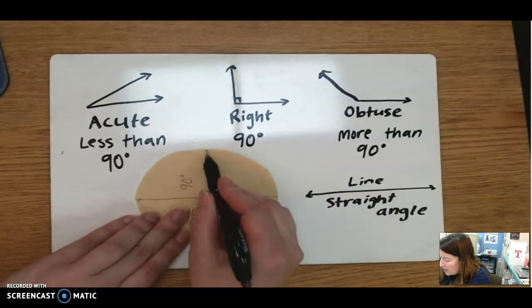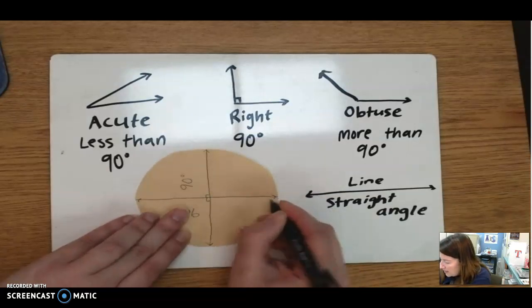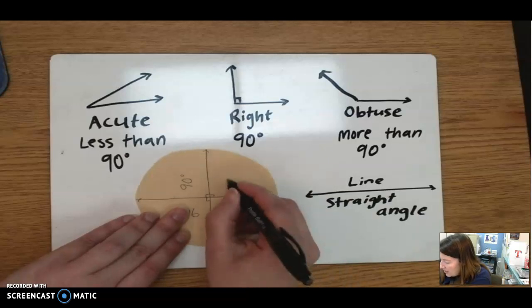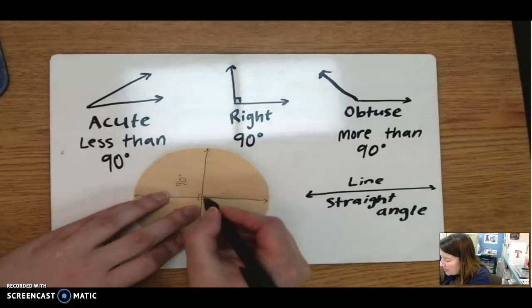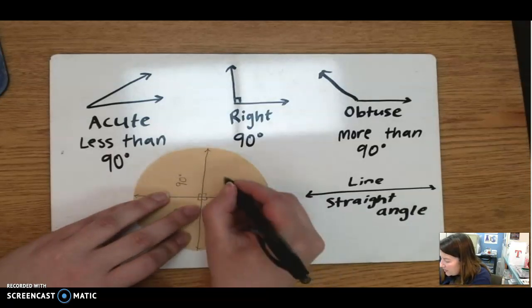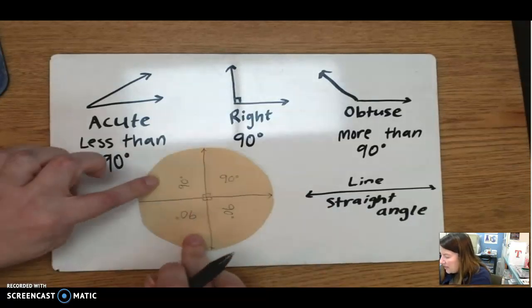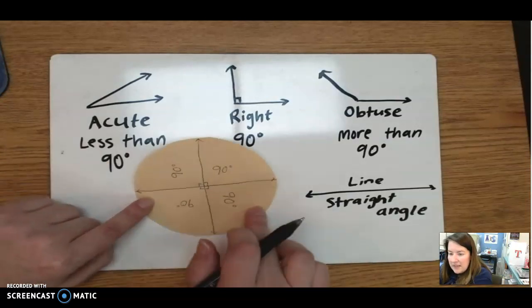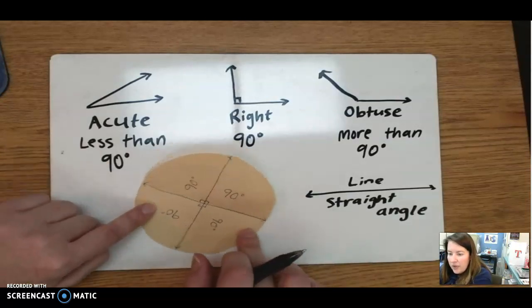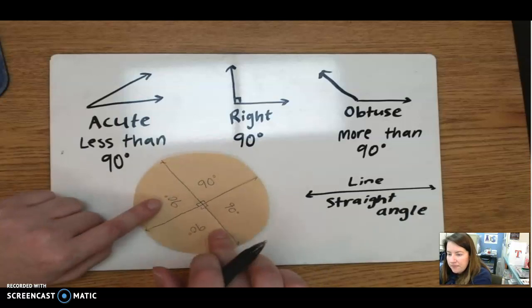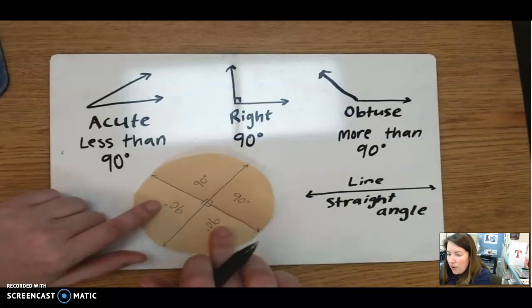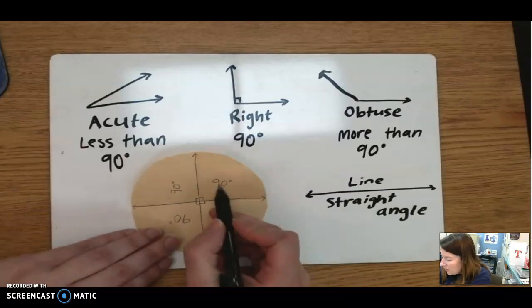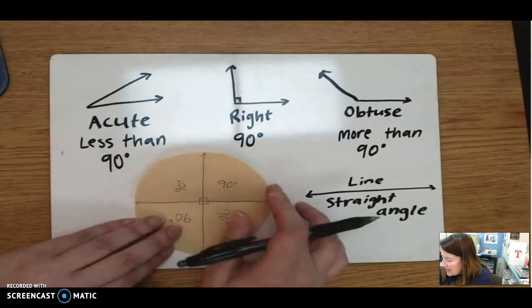Here to here is a right angle. That's 90 degrees. And then this one, here to here, that's another right angle. That's 90 degrees. So a circle is made up of, look, 4 right angles. Every single circle you could make with 4 right angles. So we have 90 degrees and 90 degrees.